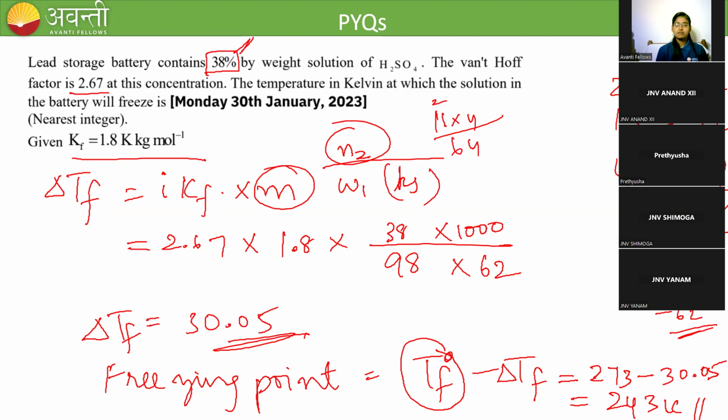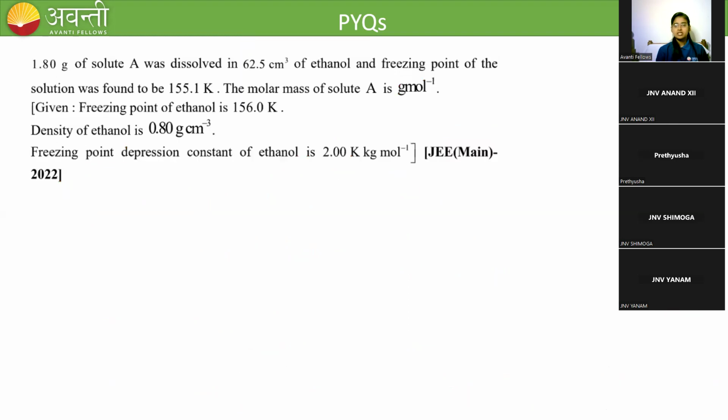Freezing point of the solution, Tf, is calculated for this. Now coming to the next question. 1.80 gram of solute A was dissolved in 62.5 centimeter cube of ethanol, and the freezing point of the solution was found to be 155.1 Kelvin. The freezing point of the solvent is given, density of the solvent is given, and the freezing point depression constant of the solvent is also given. So everything is given in the question. We are asked to find the molar mass, that's all.